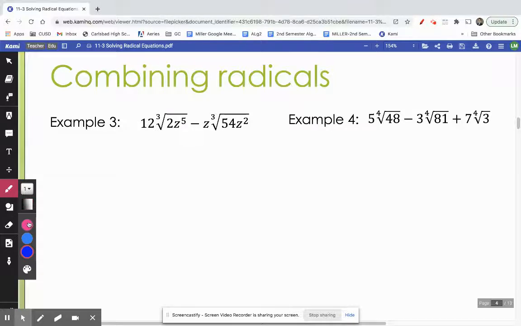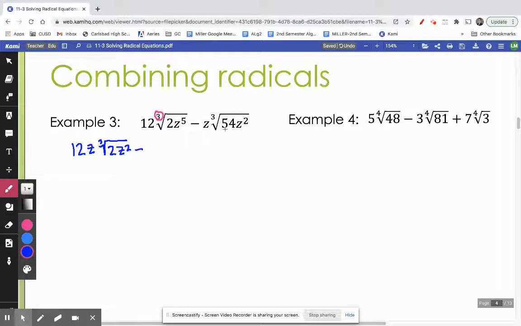Okay, the first one here, I'm looking for groups of 3 of a kind. I have z to the 5th, so let's pull out some of those, okay? So I have a 12, groups of 3. If I have z to the 5th, I can pull out 1z. And if I do that, I'm left with the cube root of 2 and z squared still inside, okay?